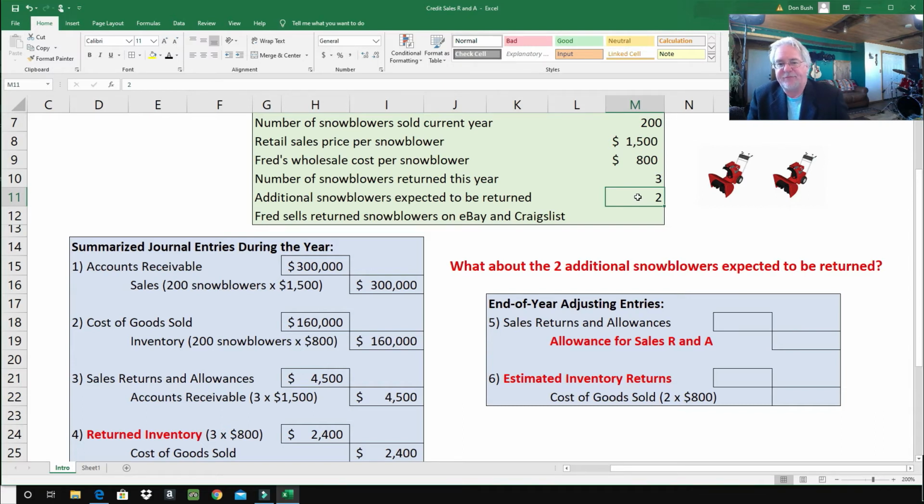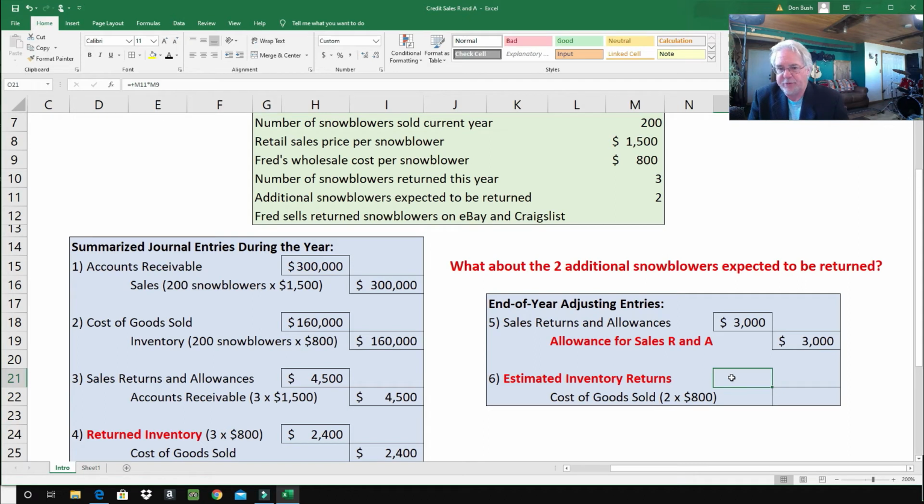And Fred sold these snowblowers at $1,500 each. So 2 times $1,500 is $3,000. And we'll credit the allowance for sales, returns, and allowances for the exact same amount. This allowance for sales, returns, and allowances is going to go against the accounts receivable. It's a contra receivable account. And we'll see how it shows up on the balance sheet.